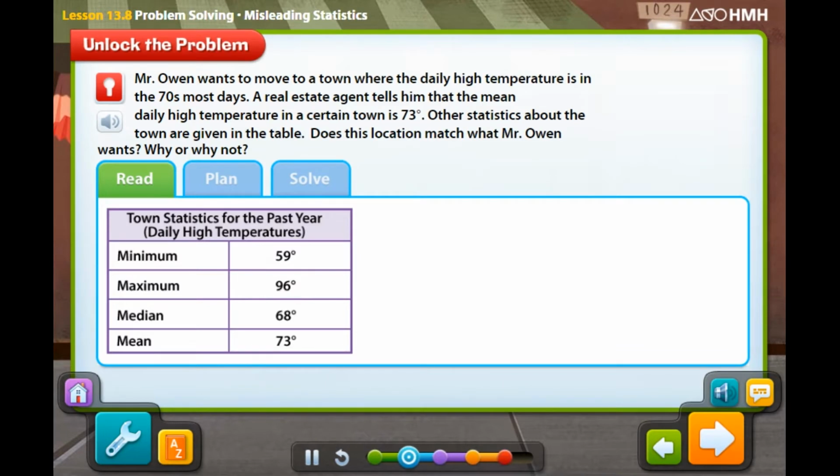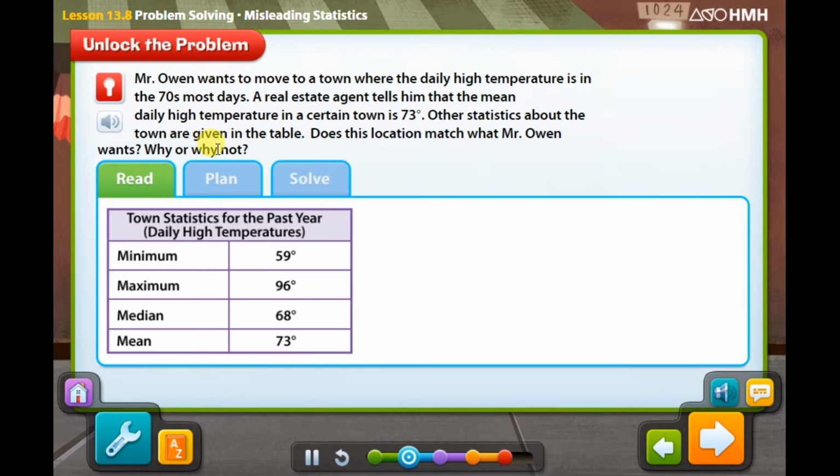Okay, so let's find out if the daily high temperature is usually in the 70s. Let's read the question first. Mr. Owen wants to move to a town where the daily high temperature is in the 70s most days. A real estate agent tells him that the mean daily high temperature in a certain town is 73 degrees. Other statistics about the town are given in the table. Does this location match what Mr. Owen wants? Why or why not?